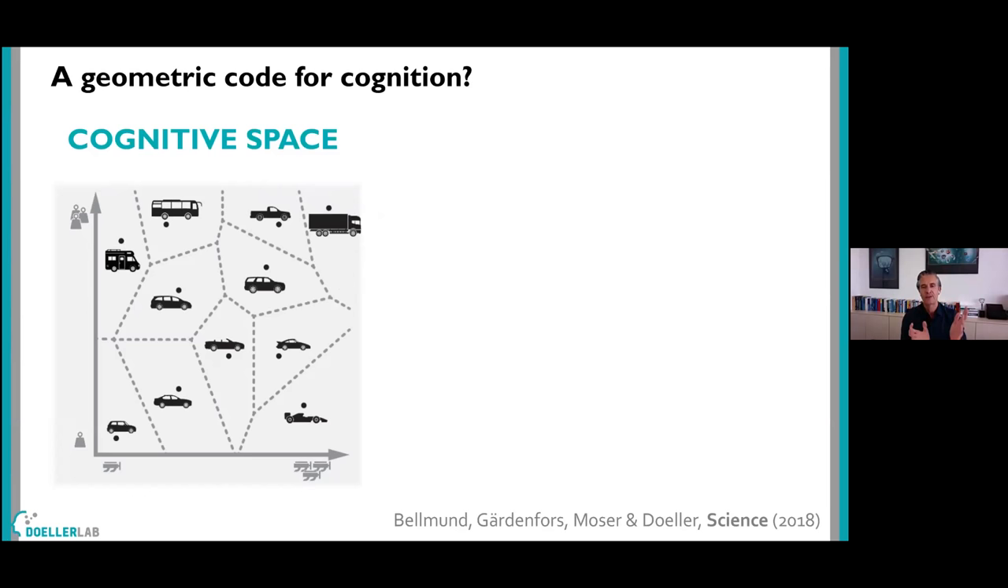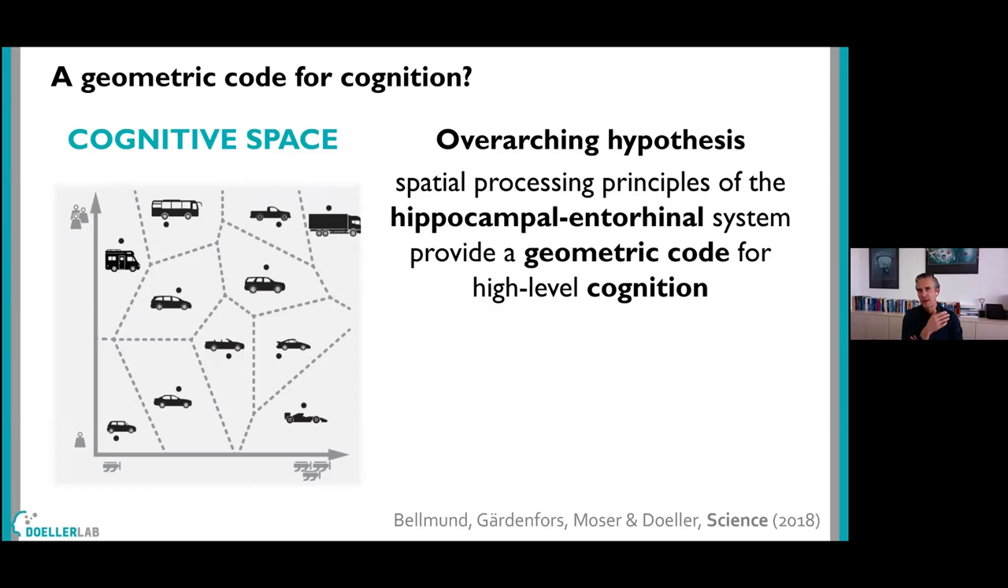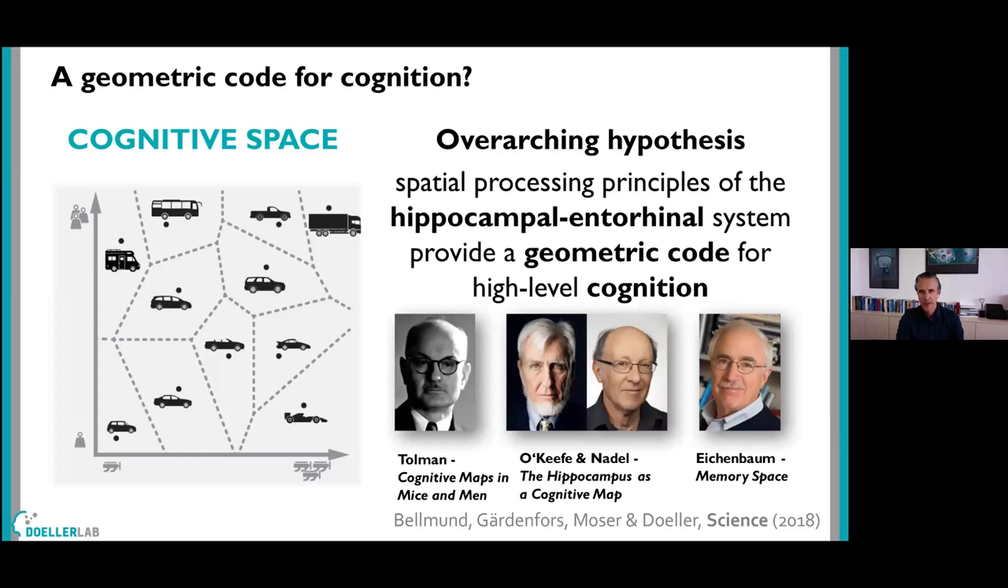And we think, and that's actually what we have been testing over the years, an overarching hypothesis, that these spatial coding principles in the hippocampal-entorhinal system provide something like a geometric code for higher level cognition. And of course, we are not alone with these ideas. Ideas go back to Tolman's initial formulation of the cognitive map theory, then revisited by O'Keefe and Nadel in the 70s, when O'Keefe discovered the place cells in the hippocampus, and then of course also significantly extended by people like Howard Eichenbaum into the memory domain.